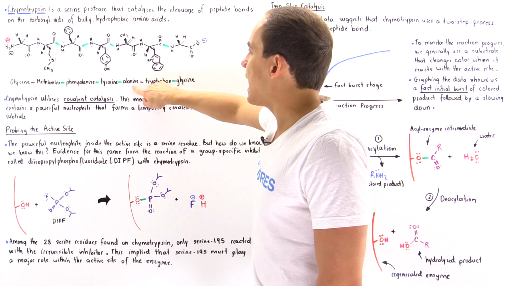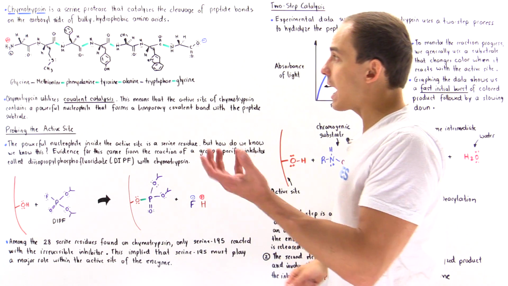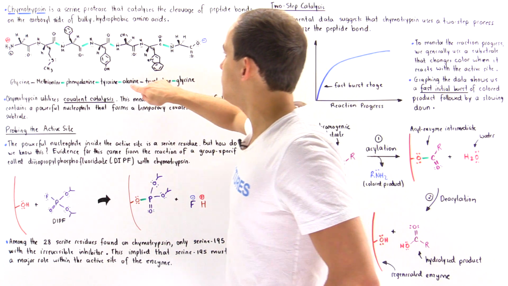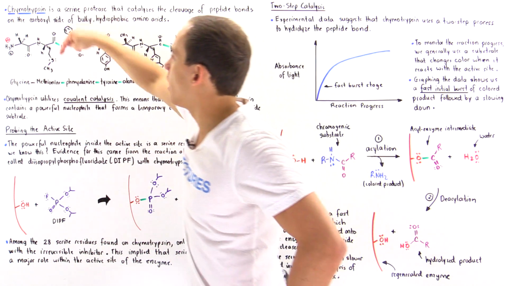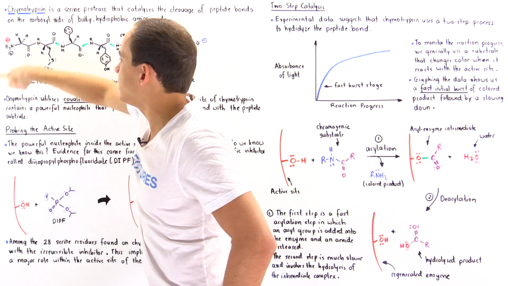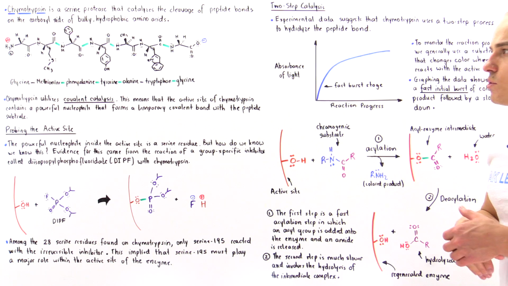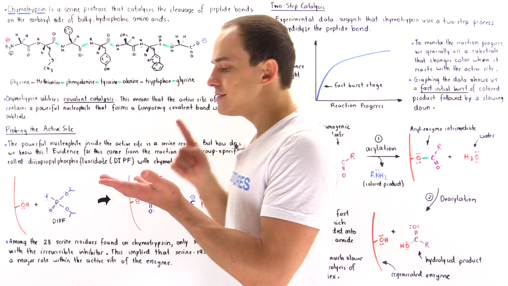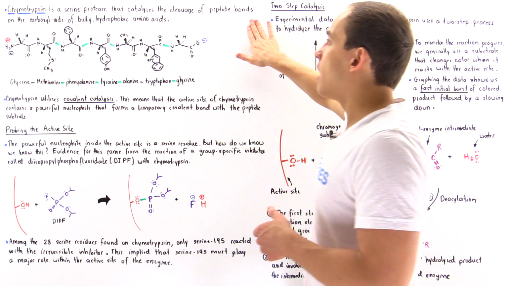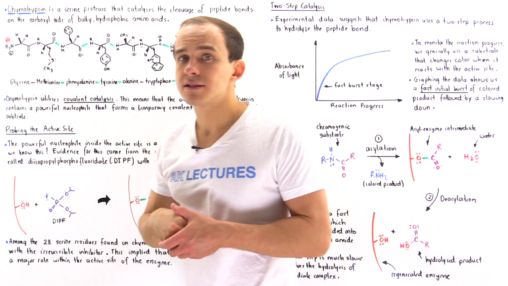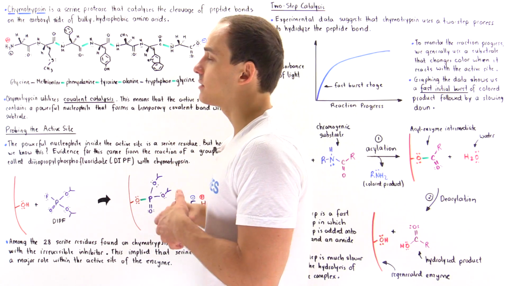Now, let's take a look at alanine. Because alanine is not a bulky hydrophobic or aromatic amino acid, this bond will not be cleaved by chymotrypsin. Likewise, this bond will also not be cleaved because glycine is not a bulky hydrophobic or aromatic amino acid. So, chymotrypsin is a serine protease that catalyzes the cleavage of peptide bonds on the carboxyl side of bulky, so large, hydrophobic or aromatic amino acids.